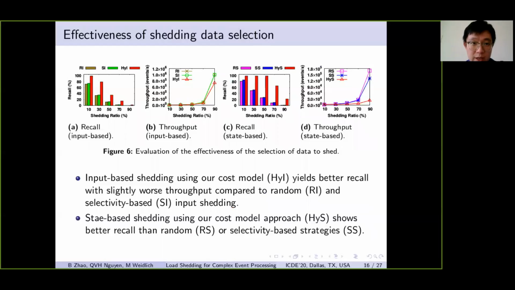Next, we evaluate the effectiveness of shedding data selection compared to the four baseline approaches. Input-based shedding with our cost model yields better recall than random-based and selectivity-based input shedding. The same holds for state-based shedding.